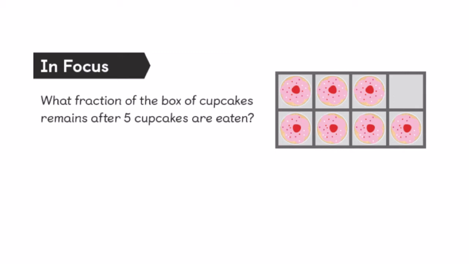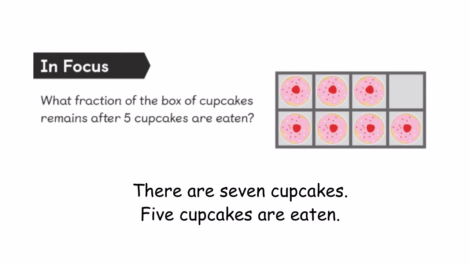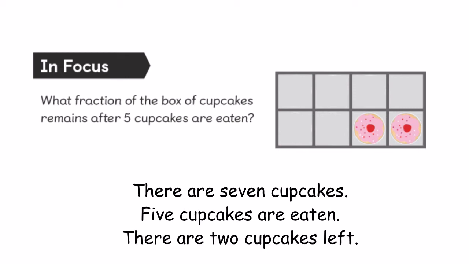I can see that there are 7 cupcakes, and I know from the question that 5 cupcakes are eaten. Let's count those 5 cupcakes. 1, 2, 3, 4, 5. How many are left? There are 2 cupcakes left. 7 take away 5 is 2. Let's see if we can show that using fractions.